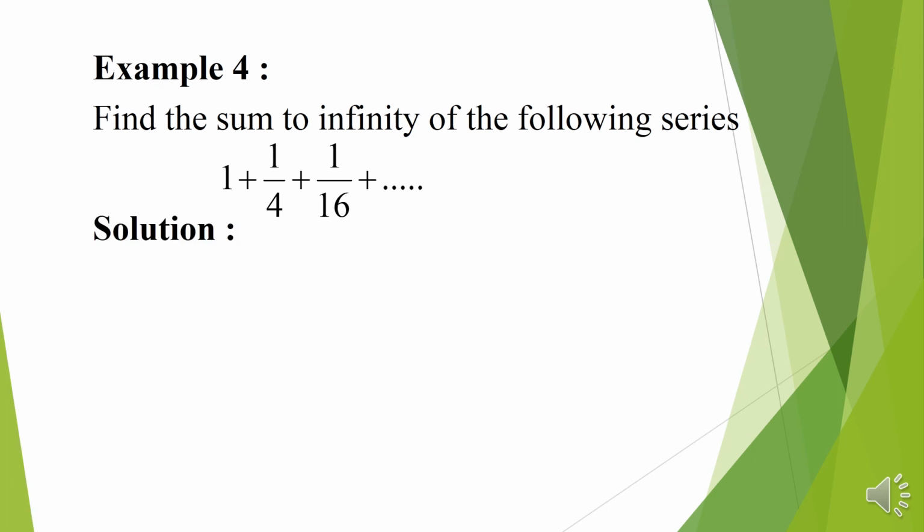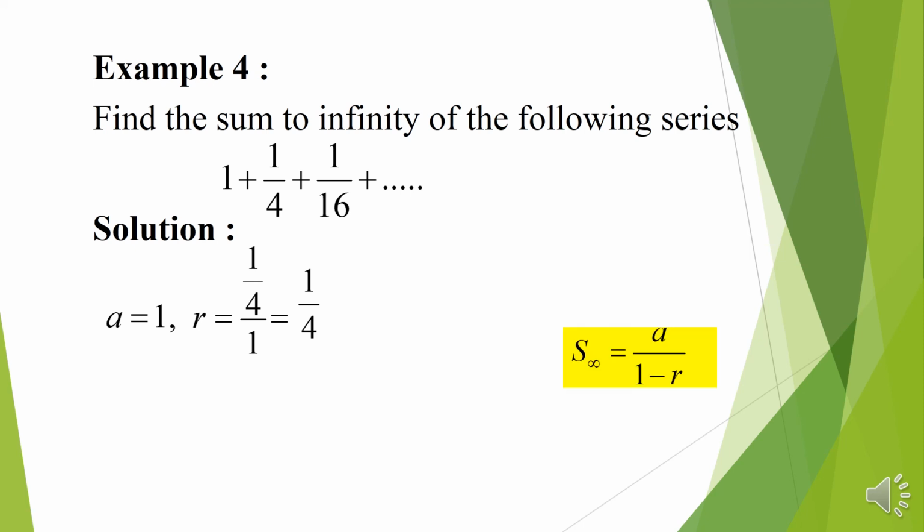The working will be, first of all, we find a, the first term, which is equal to 1, and r is 1 over 4 over 1, which is also equal to 1 over 4. Then we apply the formula S infinity equal to a over (1 - r). By substituting a and r into the formula, we get 1 over (1 - 1 over 4). So finally we get 4 over 3.